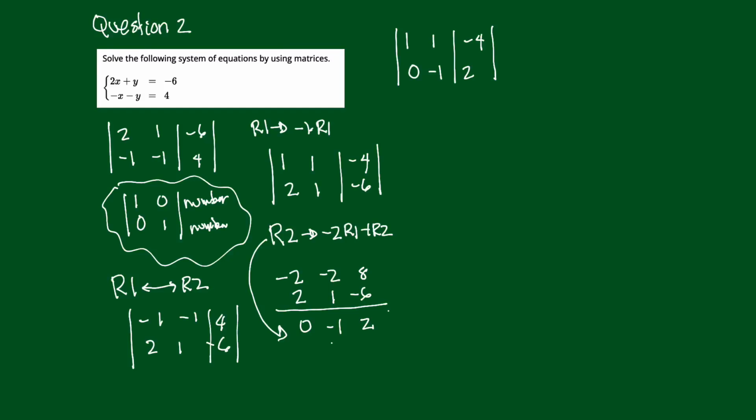We're closer. What I want now is a 1 in this position. I've got a negative 1, so how about if I did this? Row 2 is going to become negative 1 times row 2. All right, so let's just do it. So I'll get first row 1, 1, vertical bar, negative 4. Now multiply everything in the second row by negative 1. How about 0, 1, negative 2.